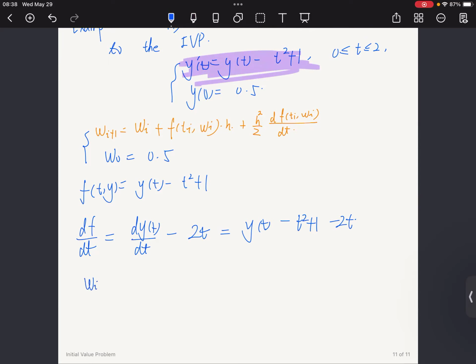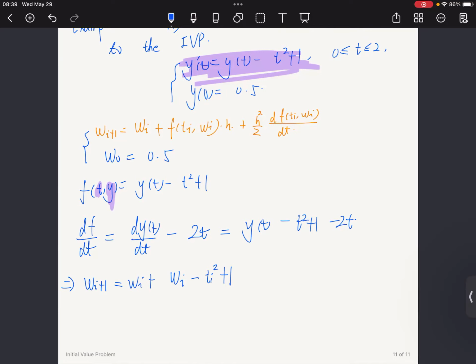So what we have is w_{i+1} equals w_i plus h times f(t_i, w_i). We just replace the t with t_i here, and we replace the y with w_i in this function. And so we got f(t_i, w_i), with w_i for the y variable, and then minus t_i squared, and then plus 1.